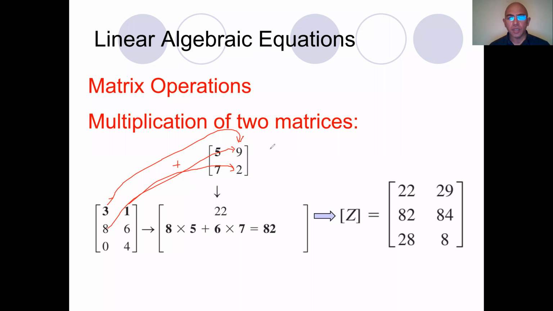So 8 multiplied by 9 is 72. 6 multiplied by 2 is 12. And the result will be 84. Now, let's do the last operation. 0 multiplied by 9 is 0. 4 multiplied by 2 is 8. And as a result, we have 8 here. Okay, so these are the values that we have. This is how we do the matrix multiplication, simply.